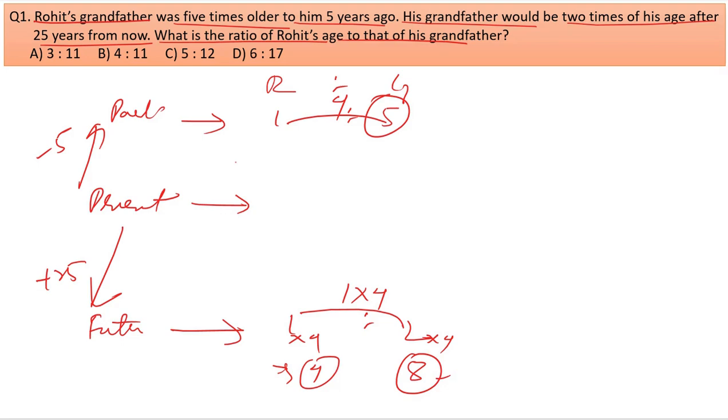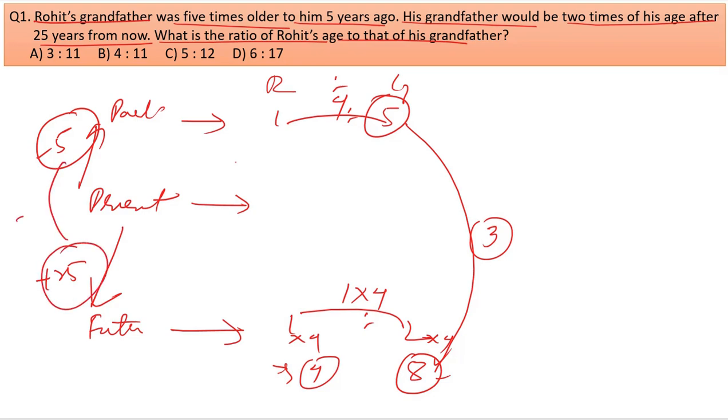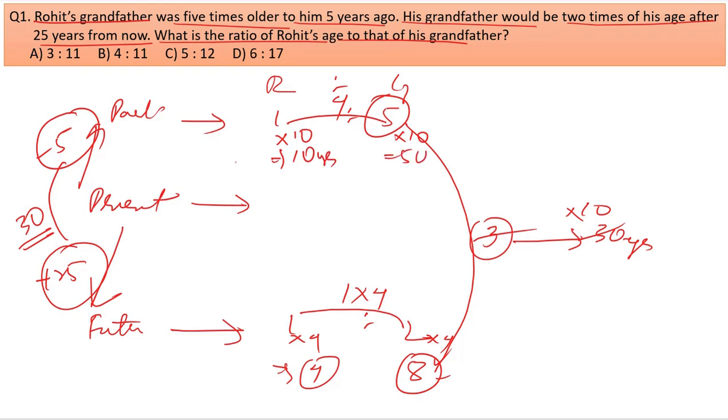Here we have 8, that is a gap of 3 units, and on this side we have 5 years ago and 25 years later. The gap is 30 years, so these 3 units are 30 years, and then 3 times 10 is 30. Here we have to multiply by 10 if we want to get the past ages of Rohit and grandfather. It's 10 years and 50 years here.